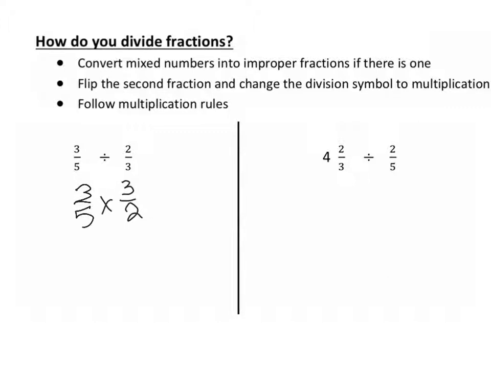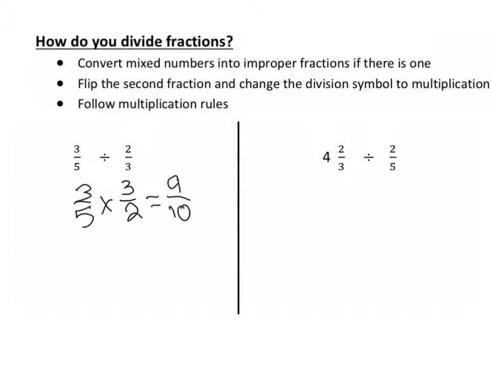So we learned how to multiply fractions earlier. We multiply straight across. 3 times 3 gives us 9. 5 times 2 gives us 10. So we get 9 over 10. Now we're going to move on to our second example.